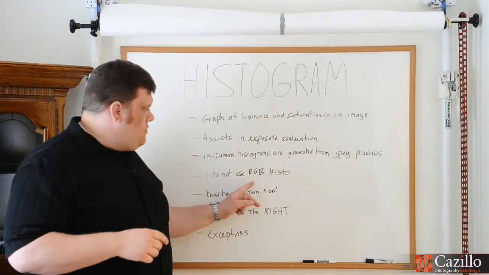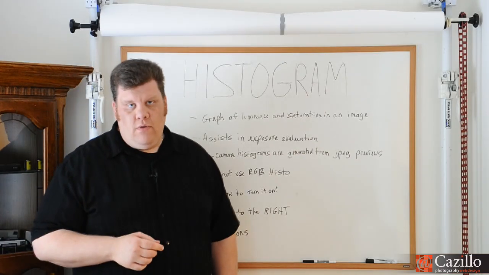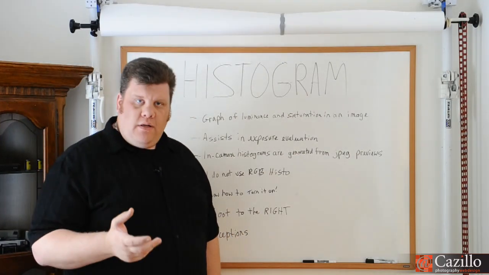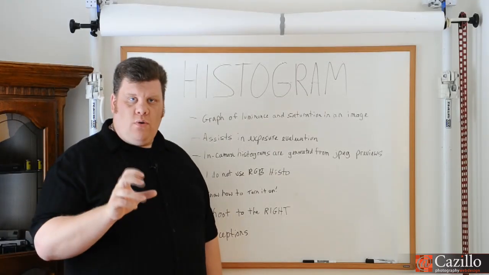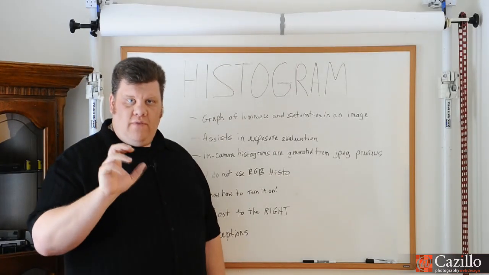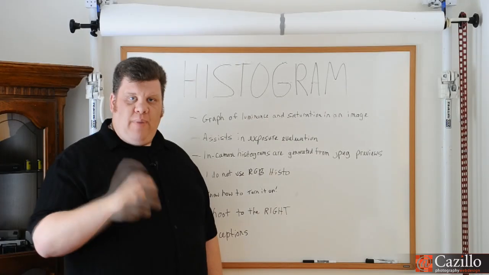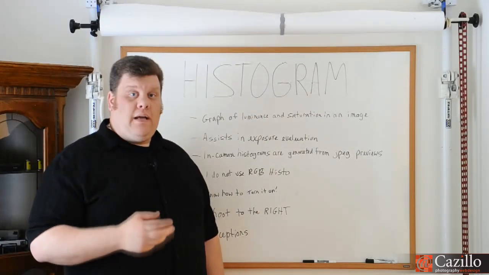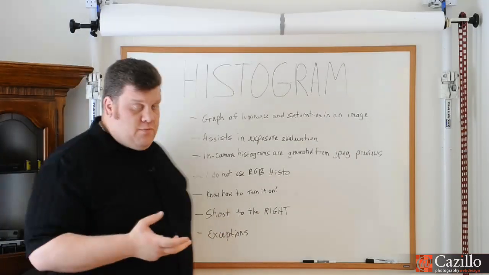I do not use the RGB histogram. Why would I? I don't care about the RGB. I only care about the general exposure, to see everything, evaluate everything. Plus, it's bigger on the back of the screen on my D3 and D3S, so that means I can look at it quicker. Makes more sense.